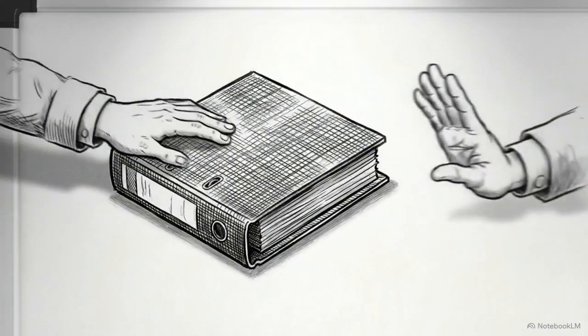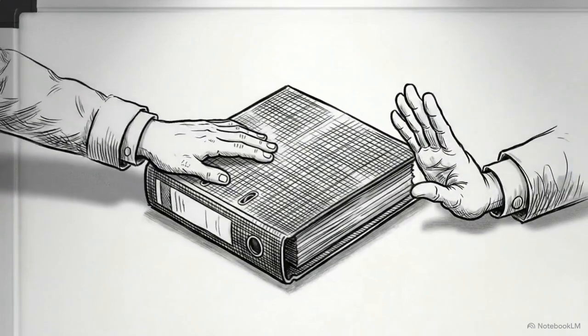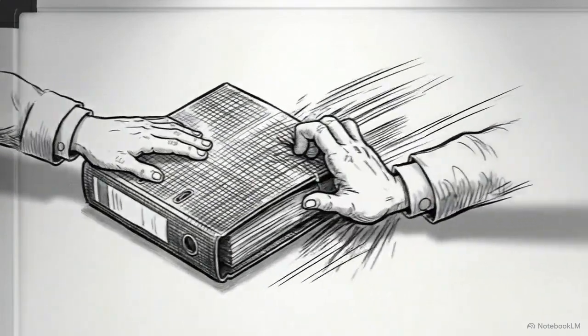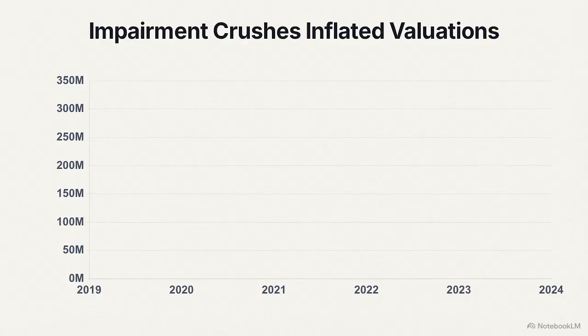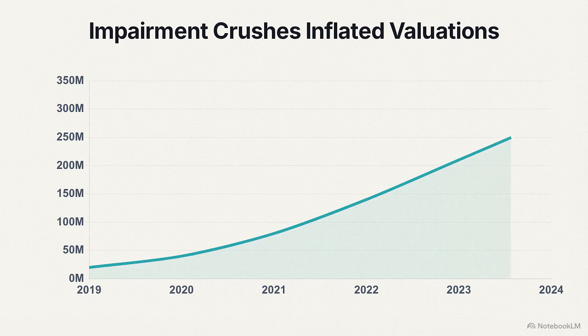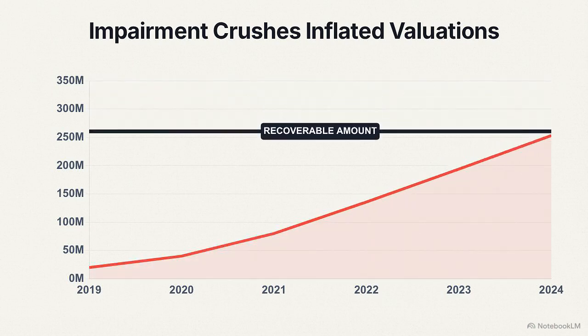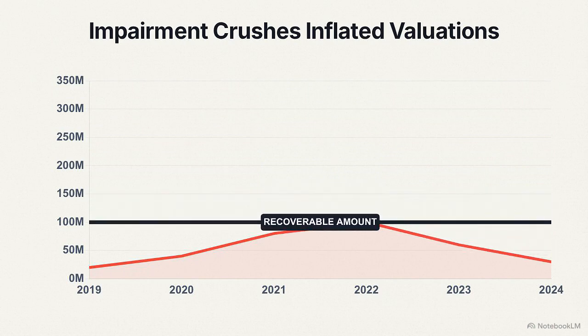IAS 36 is not a mathematical ritual used to defend past acquisition costs or to validate management's original investment thesis. Rigorous impairment testing is a strict framework for confronting economic decline. It forces the balance sheet to reflect the hard commercial reality of the business today, stripping away the technological optimism of yesterday.